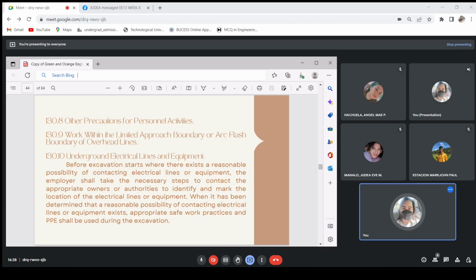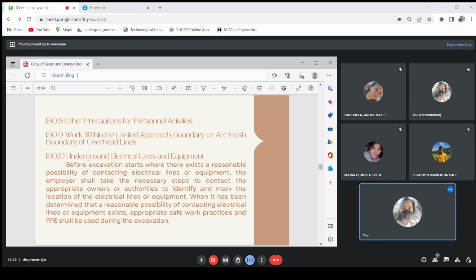So sa 130.9, work within the limited approach boundary or arc flash boundary of overhead lines. So sinasabi naman dito is dapat ang knowledgeable personnel that knows the overhead electrical lines are insulated for operating voltages. Tapos, sinasabi rin dito is safety for unqualified persons. Dapat yung mga employers at employee are responsible to ensure the workplace is a safe place kahit sa mga unqualified person. Pero mas madalas sa mga unqualified person is medyo distance sila dun sa workplace. And yung mga knowledgeable, yun yung pumapasok dun sa mismong workplace talaga. Then safety for the vehicular and mechanical equipment din, grounding for the mechanical and vehicular equipments.